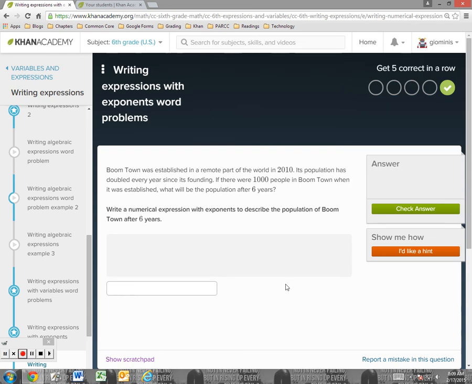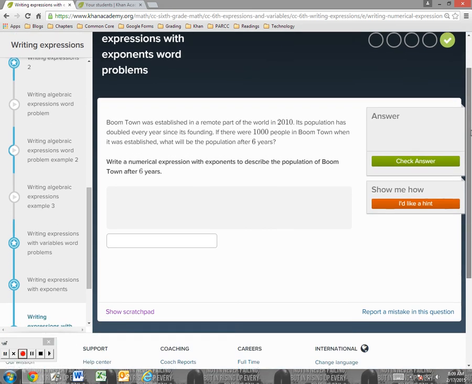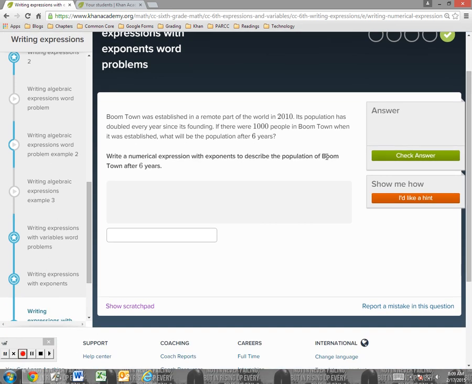Taking a look, it says, Boomtown was established in a remote part of the world in 2010. Its population has doubled every year since its founding. If there were 1,000 people in Boomtown when it is established, what will be the population after 6 years? Write a numerical expression with exponents to describe the population of Boomtown after 6 years. All right, so let's take a look here.